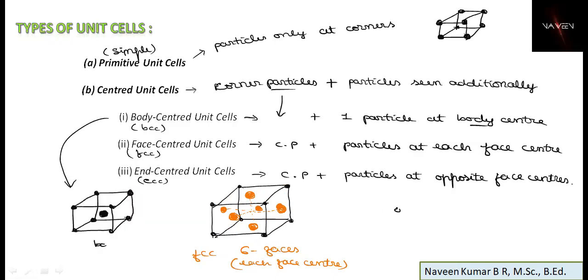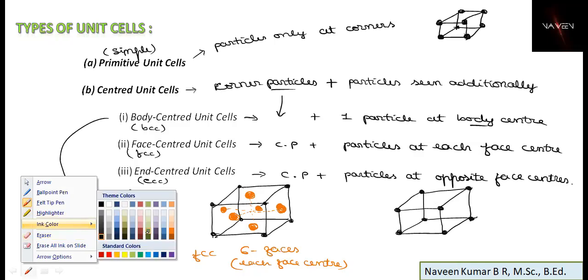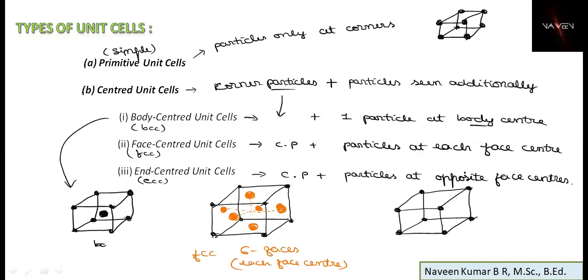Now, if we take the end-centered unit cell, again to understand the end-centered unit cell, first write a simple primitive unit cell. We know that. So in the simple primitive unit cell, the particle will be only at corners. Its contribution, the participation, all that information we'll learn in the next classes. In this class, you just focus on understanding each piece of information clearly. Now this is a simple primitive unit cell. Now to understand it as end-centered unit cell, in end-centered unit cell there is an additional particle seen at opposite face center.